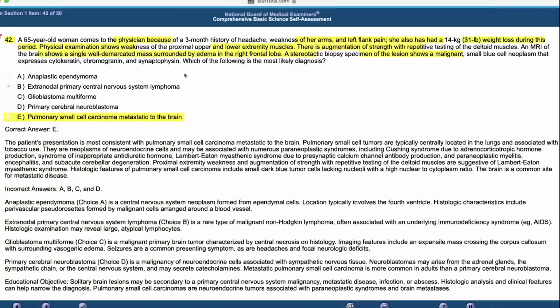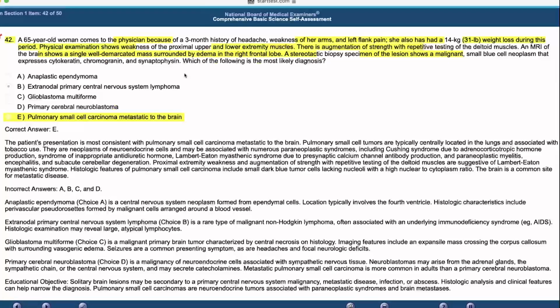For instance, here you have a 3 month history of headache, weakness, arm and flank pain, and 14 pound weight loss. She's 65, so it's some kind of cancer. Weakness of upper and lower extremities, so you think of paraneoplastics that deal with MSK, musculoskeletal. MRI of the brain shows metastasis, and they took a biopsy that shows small blue cells, which, if you're talking about lymphoma, also looks like small blue cells. So you're not incorrect, but cytokeratin, chromogranin, synaptophysin, those are all neuroendocrine markers, right?